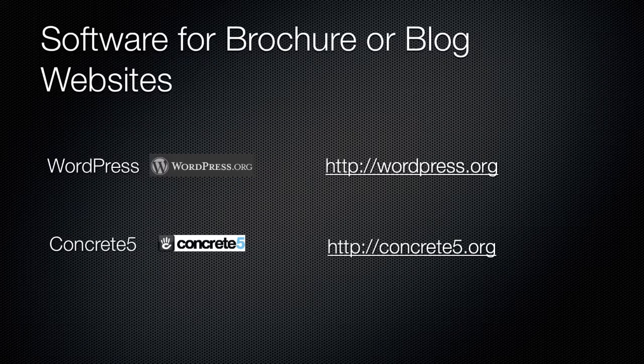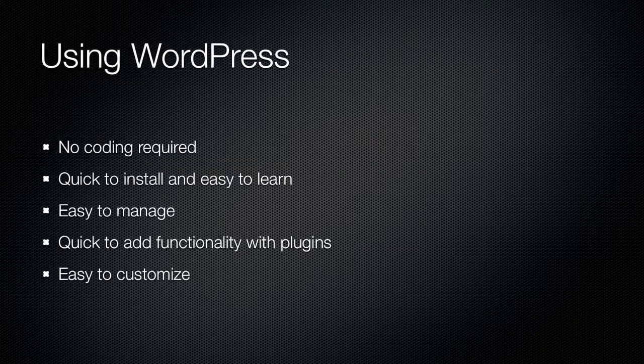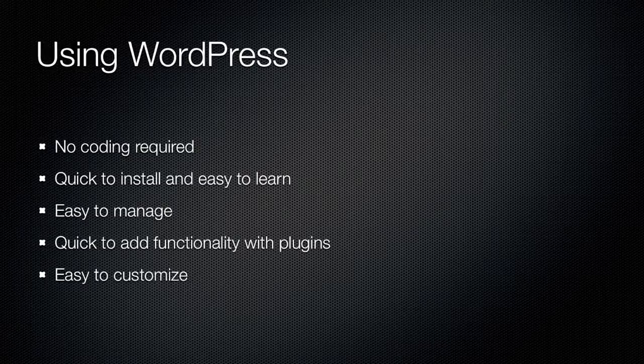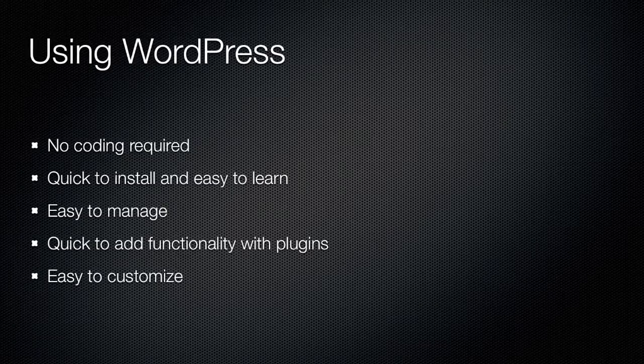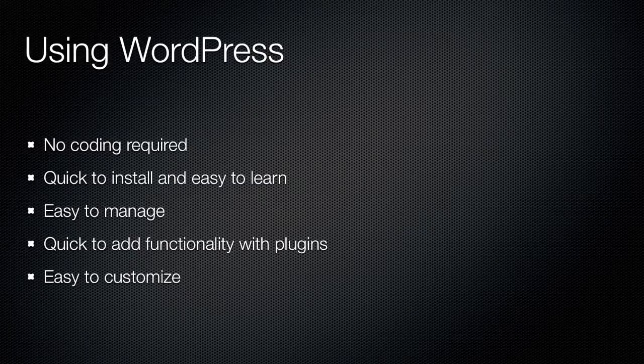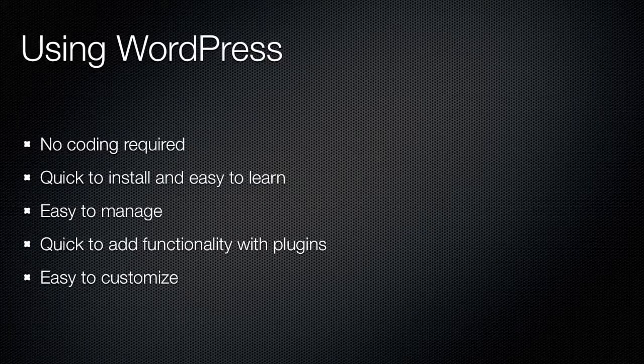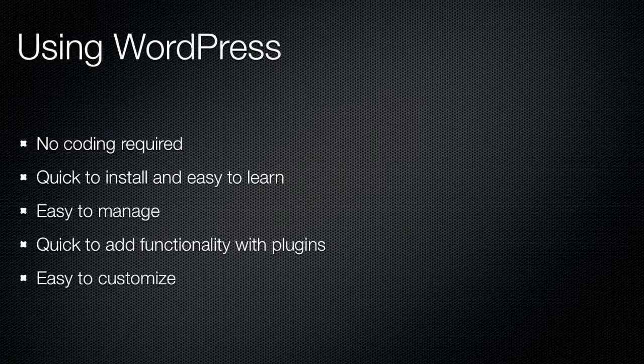The first two softwares that we're going to discuss are for creating both the brochure and the blog website types. They are WordPress and Concrete 5. When you're using WordPress, you'll find that coding is not required to build the web pages. It's also quick to install and fairly easy to learn. It has a simple management interface, and you can add a lot of functionality with plugins. You'll also find that it's easy to customize.